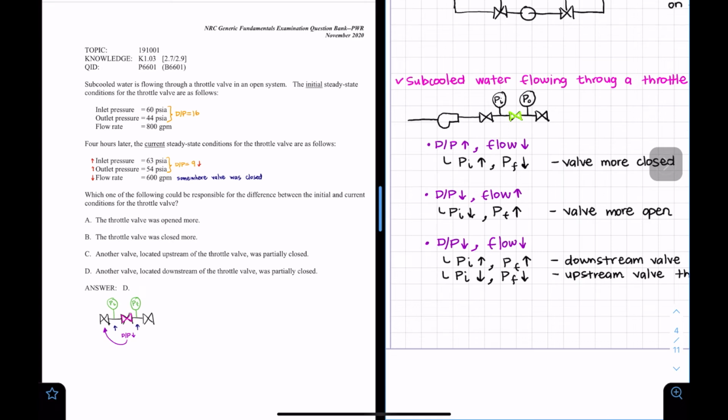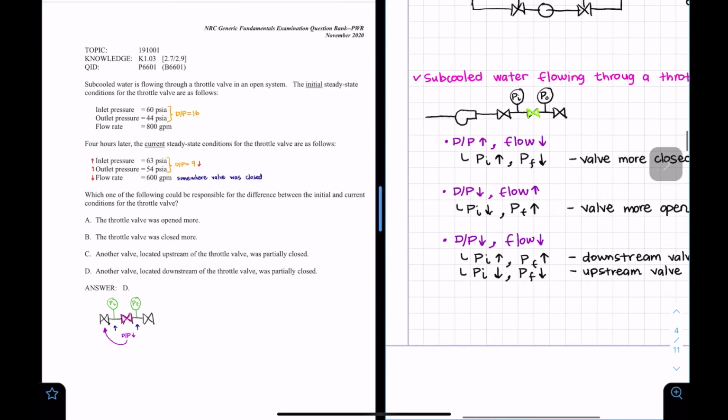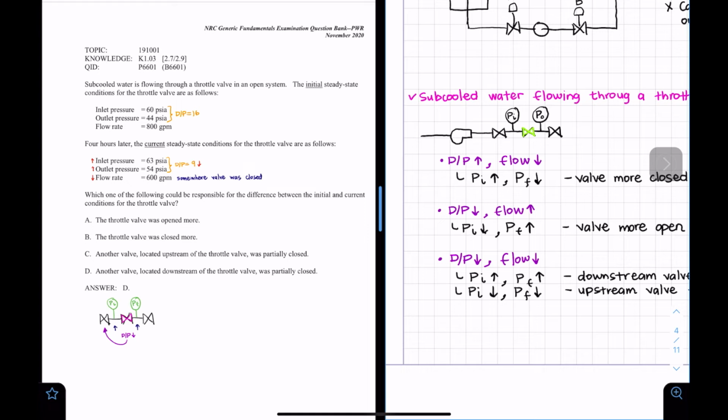So now, there's going to be certain cases where they give you more values, or they ask you what's going on with the valve upstream or downstream, right? Okay, so if my differential pressure decreases and my flow decreases, that means that these ones are going to go in the same direction, up or down. We don't know yet. We need to have more information in order to know if it's going to be the valve upstream or downstream, right? And we will take a look at those ones.